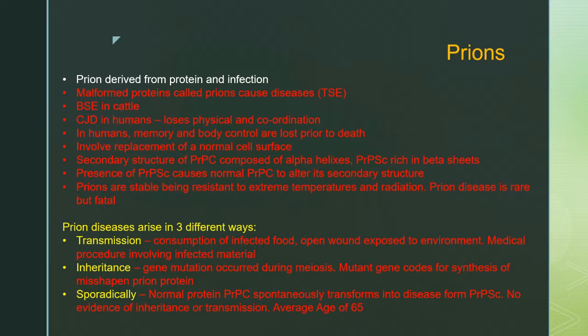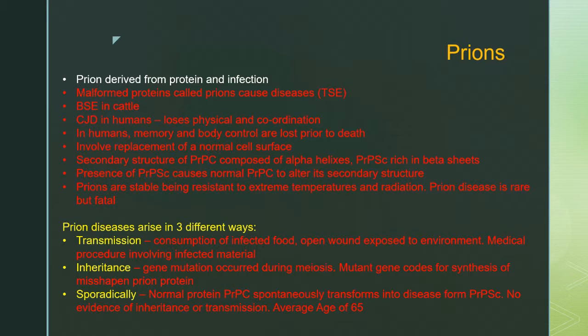The secondary structure of PrPC is composed of alpha helices, while PrPSc is rich in beta sheets. The presence of PrPSc causes the normal PrPC to alter its secondary structure. Prions are stable as they're resistant to extreme temperatures and radiation, but prion disease is rare and it is unfortunately fatal. Prion disease arises in three different ways, and you could very well be asked this.